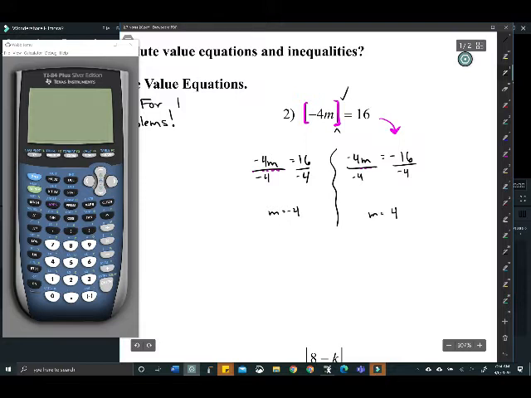Now, don't always assume one's going to be negative, one's going to be positive. We'll see some in the future here that that's not the case. If you were to check those, I'll give you the benefit of the doubt. They both work out. No extraneous for those.